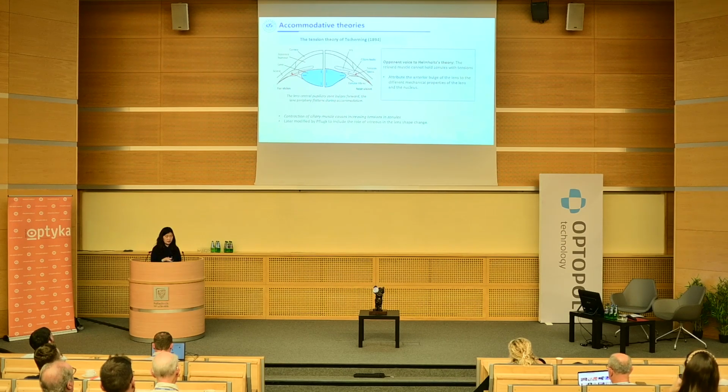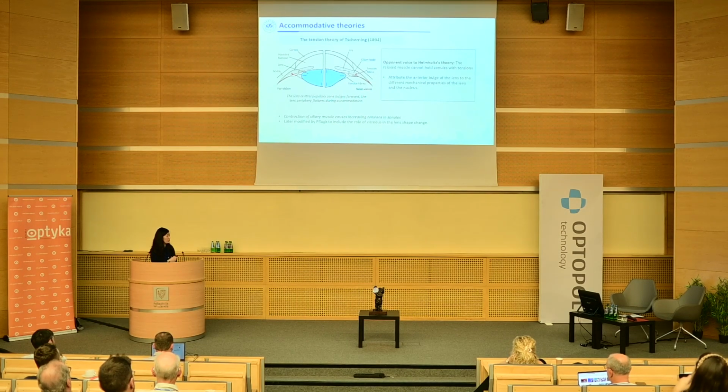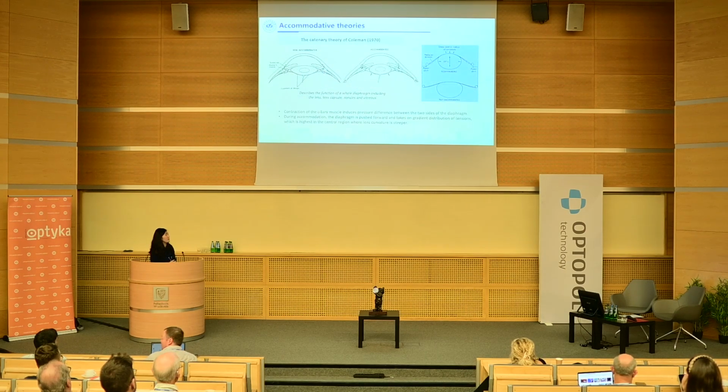So Schachar, a later scientist, proposed that the contraction of the ciliary muscle actually increased the zonular tension, and that caused the lens to bulge forward. He attributes this forward bulging to the different material properties between the nucleus and the cortex. But this idea was not supported by many researchers at that time.